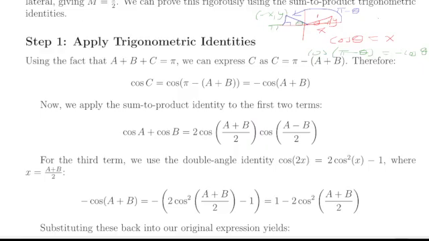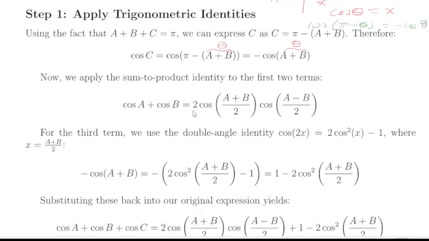So what we see here is that cosine of pi minus theta is just negative cosine theta. And now for this problem, we have theta equal to A plus B. So C is equal to pi minus (A plus B), and then we apply cosine to both sides. So cosine of pi minus quantity A plus B is equal to negative cosine of A plus B. That's this step here.